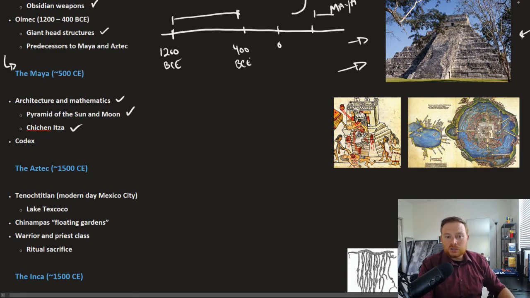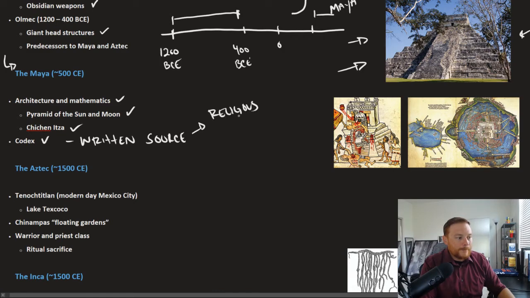Because the Maya were equipped with a written language that they inherited, they created codex. A codex is a written source. This could be either religious or historical. One of the useful things about these codex is that it provides us with a unique insight into Mayan society at that particular time.